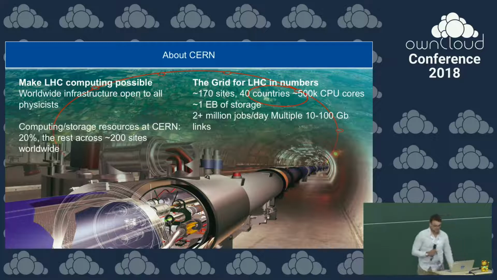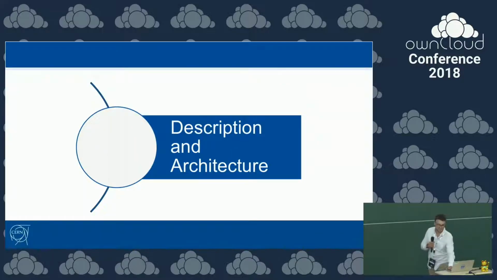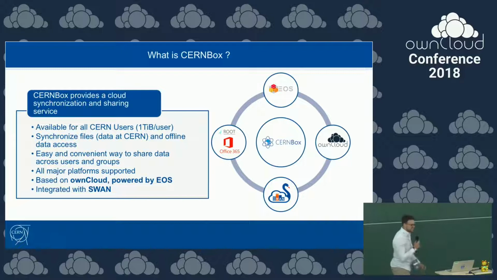Just numbers, we have around 170 sites that are distributed in different tiers, like tiers 1 or tiers 2. We have approximately 1 exabyte of storage distributed across all the globe, and scientists are really doing a lot of things. They are submitting around 2 million jobs per day, and these jobs are distributed using multiple 10 and 100 gigabit interfaces. That said, I will explain a little bit what we do with CERNBox on a smaller scale.